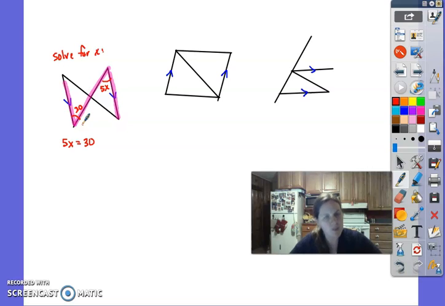How would you solve for x when you have 5x equals 30? My pen is revolting. 30 divided by 5 leaves me with 6.